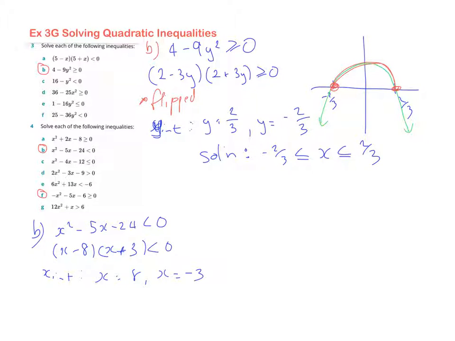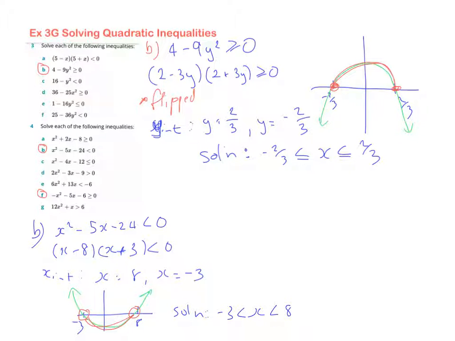If I have my graph, and I'm just going to do it down here, I've got 8, I've got negative 3, my graph's a normal graph, it's positive, so it goes like that. Now I go back to this part: I want all of that to be less than 0. So I'm after this side, so it's an open circle, and this part here. So my solution is going to be negative 3 less than x, which is less than 8. So there's my answer there.